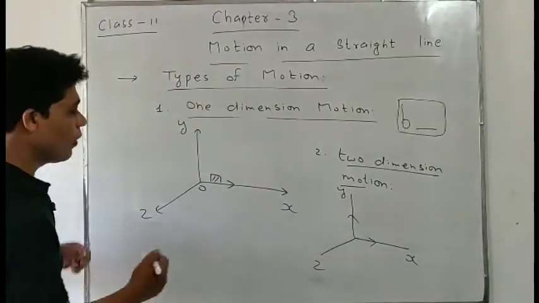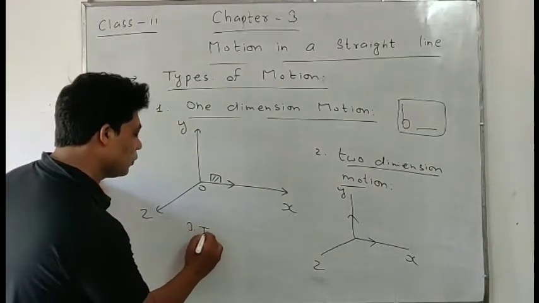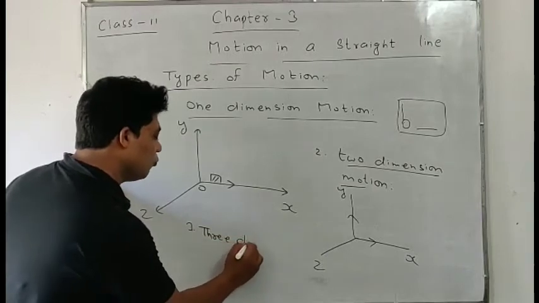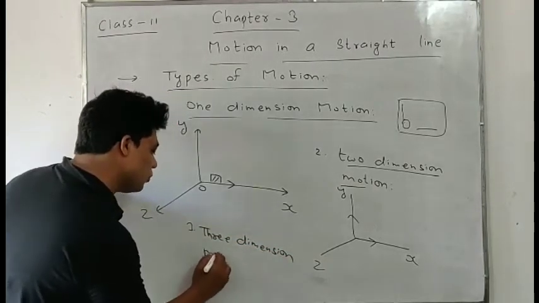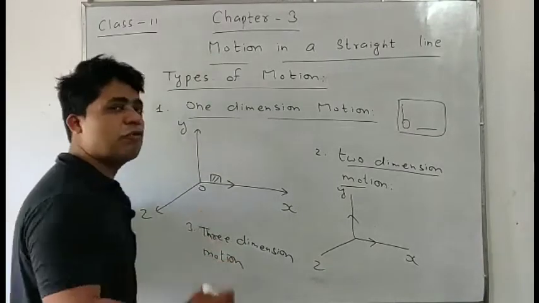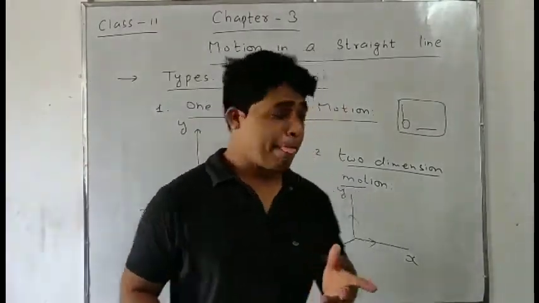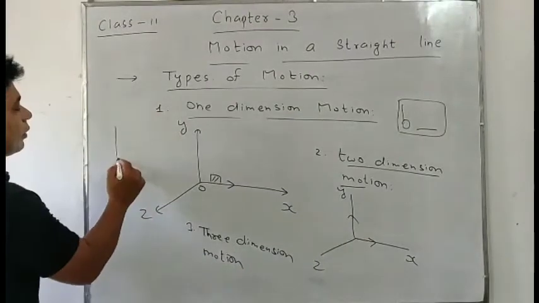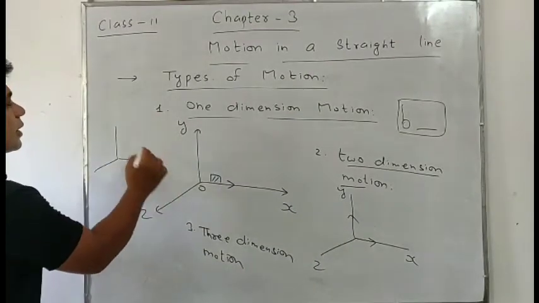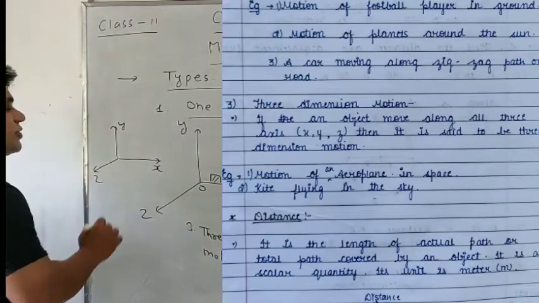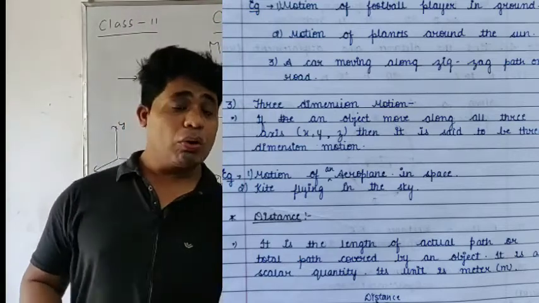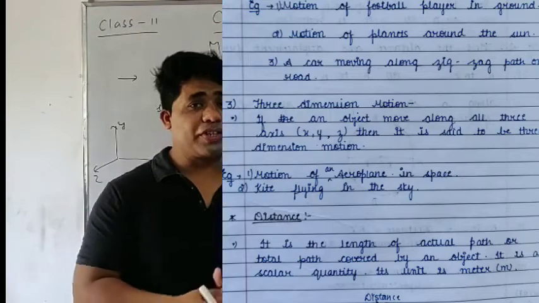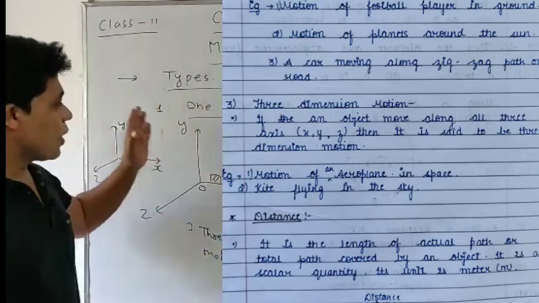Now finally we discuss three-dimensional motion. What is the meaning of three-dimensional motion? Obviously, when an object travels the distance along X, Y and Z axis, it is executing motion along all three axes. It includes all three axes, X, Y, Z.